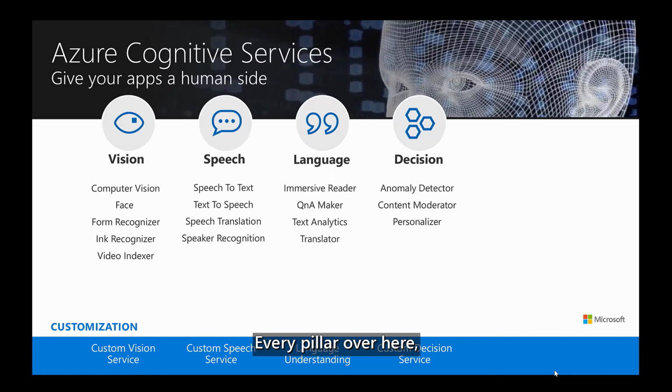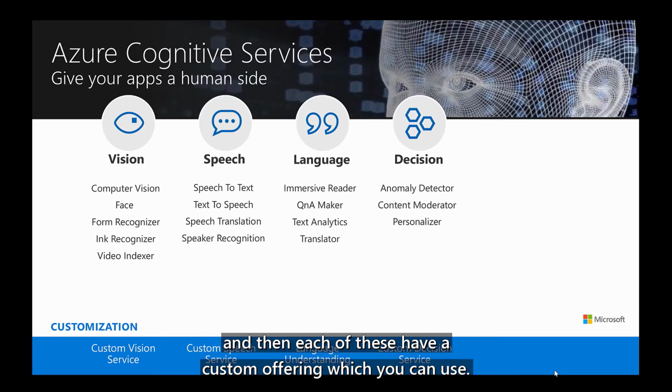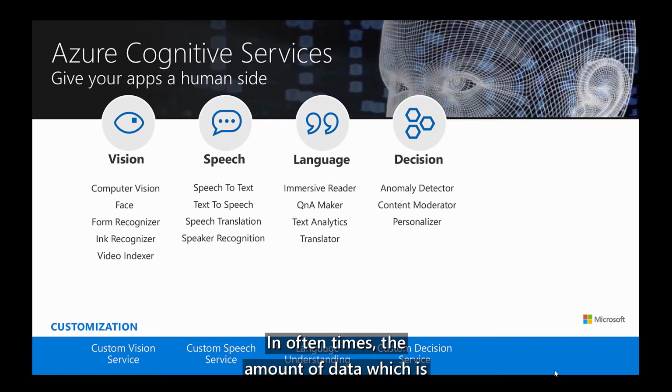So every pillar over here, or every major category, like, say, vision, speech, language, decision, each of these have a bunch of services which are pre-built, and then each of these have a custom offering which you can use. And oftentimes, the amount of data which is needed to start with these custom services is much less than what you would need if you are building a model from scratch using Azure machine learning or your own out of the box machine learning algorithms. So that is something you have to keep in mind.